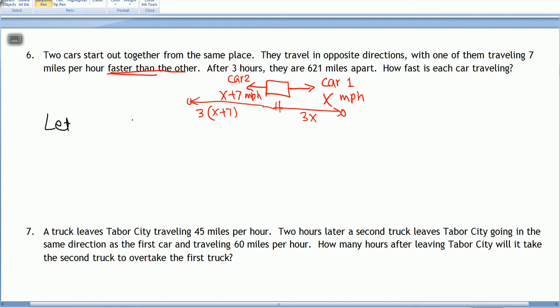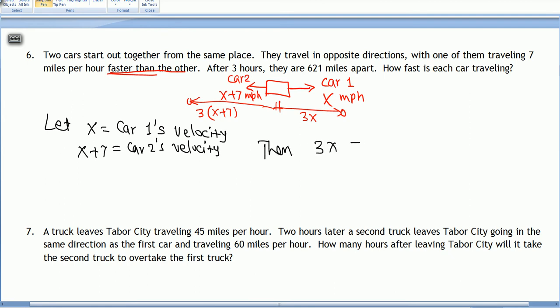Let car 1 be driving at x miles per hour. X is car 1's velocity. And then x plus 7 will be car 2's velocity. Then by the question our equation will be the distance by the first car, 3x, plus the distance traveled by the second car, 3 times x plus 7, and then the total is 621.